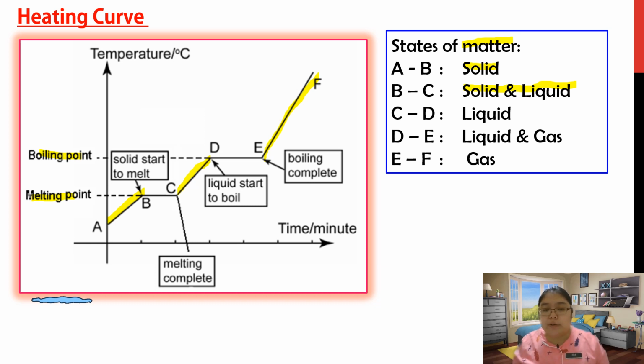That means the molecules start to split, and from the solid they want to become the liquid, until they reach point C. So you find the melting is complete. The whole object has already melted and become liquid.